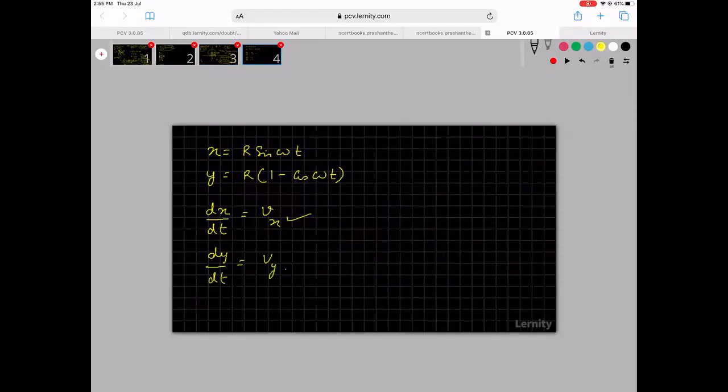So it will become r omega cos omega t, and this will become r omega sin omega t. Nothing else. So r is equal to mv by bq. Omega is equal to 2 pi m by bq, or bq by 2 pi m, or something. You know better. So substitute, and you will get it.